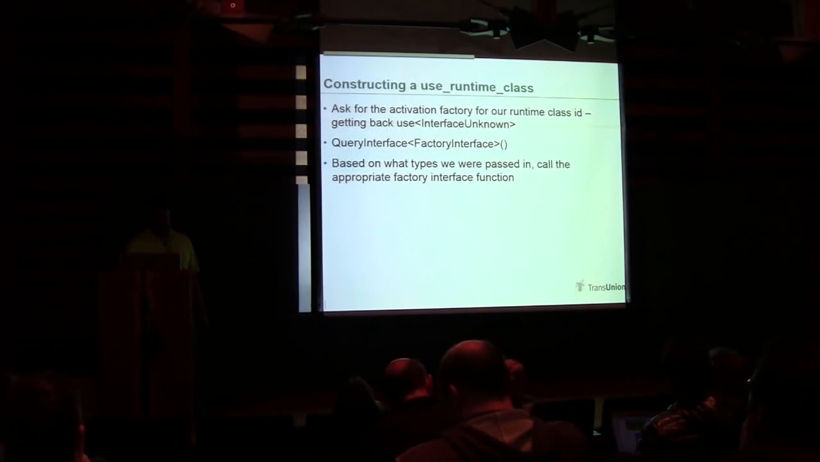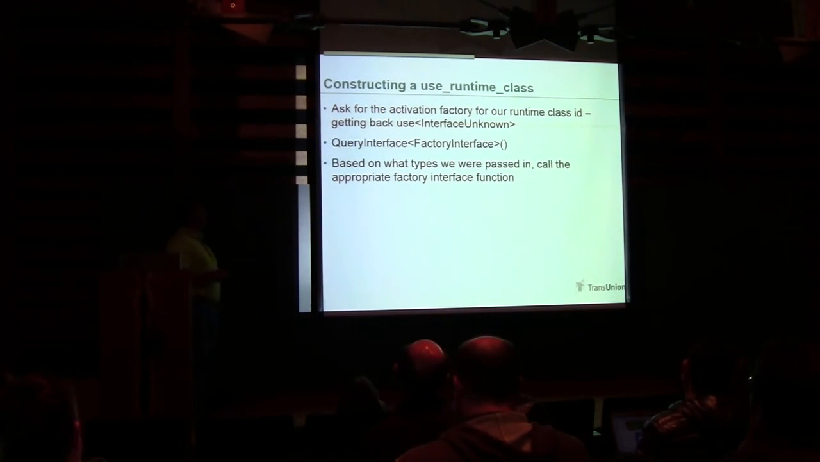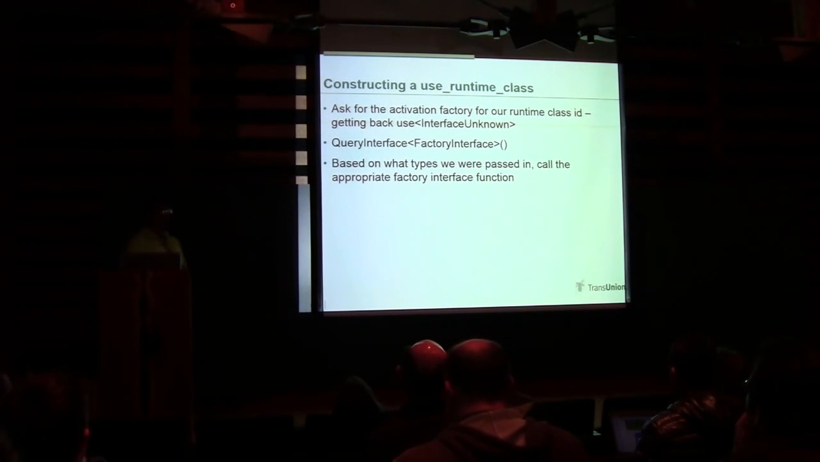So how does constructing a runtime class work? We asked for an activation factory for a runtime class ID. That was the person, bang person. And then we query interface for our factory interface. So this was where you were asking about if they were compiled out of sync, how it would fail at runtime with an exception. And then this is actually the syntax that you use for query interface, so that you're not passing in UUID by hand or anything like that. You just pass in what factory interface you want, and it returns that. And then based on what types were passed in, we call the appropriate interface function.